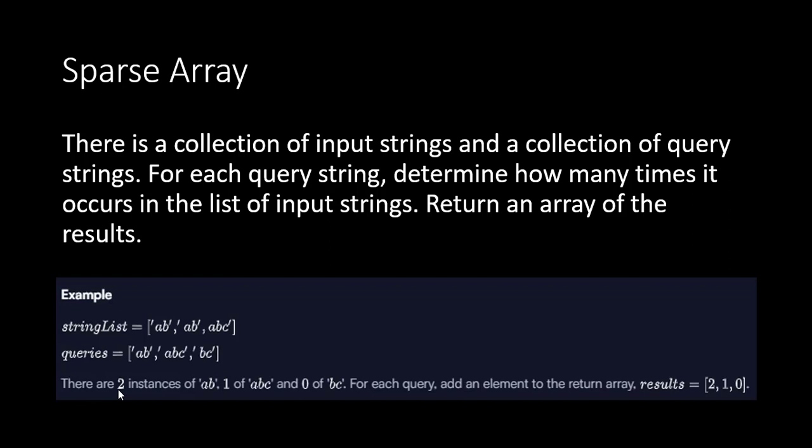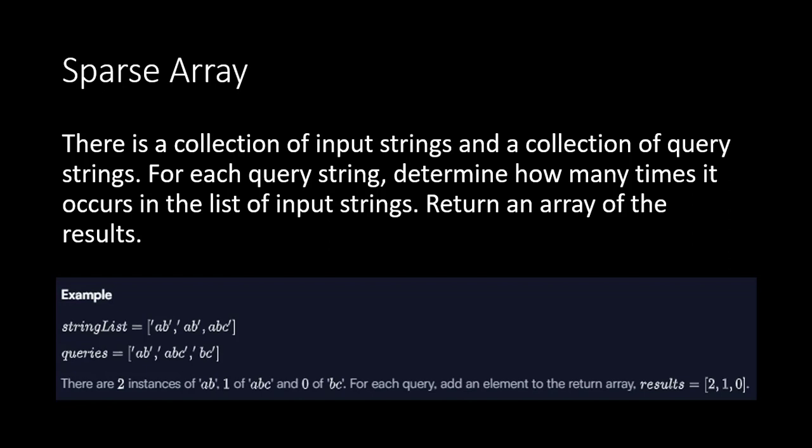What we are going to determine is that for a given query, for example, you can see three queries here, A B, A B C, B C. Let's pick AB, the first one. How many times AB appeared in the string list is going to be one answer. So we need the count of each query, how many times it appeared in the string list. I hope it's clear.